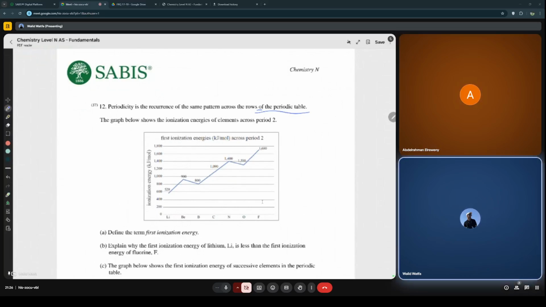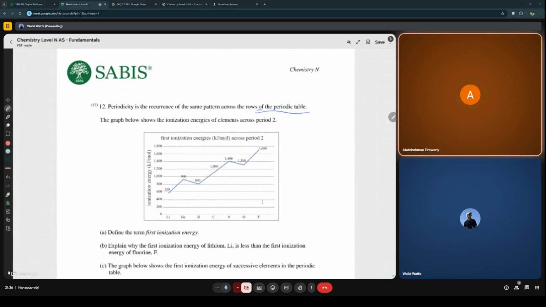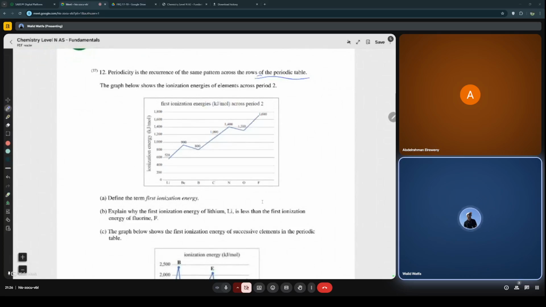So that's why. Periodicity is the recurrence of the same pattern across the rows of the periodic table. This graph shows the ionization energies across period 2. As you can see, it's our famous squiggly graph. Determine the term first ionization energy. Give me your definition and I will write down the correct definition together.